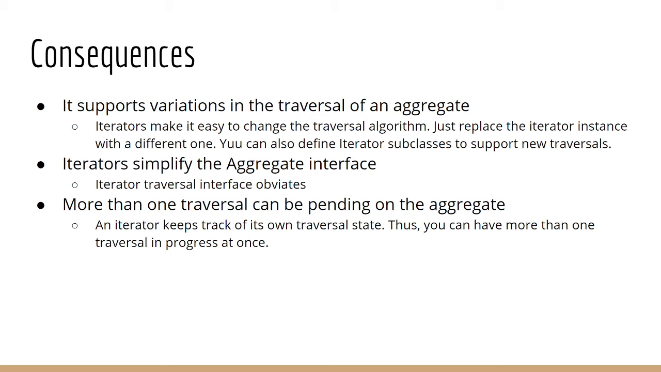Another result is that more than one traversal can be pending on the aggregate. An iterator keeps track of its own traversal state. As a result, you can have more than one traversal in progress at once. This can be really helpful when you have a program that is multi-threaded. You want to be able to loop through or traverse through an object with multiple threads executing at once.